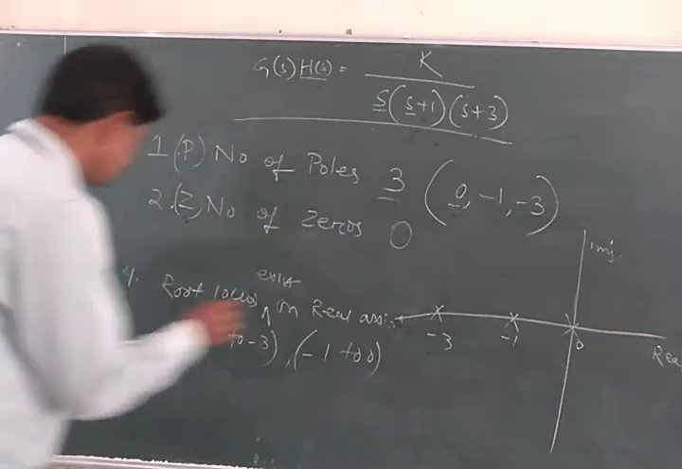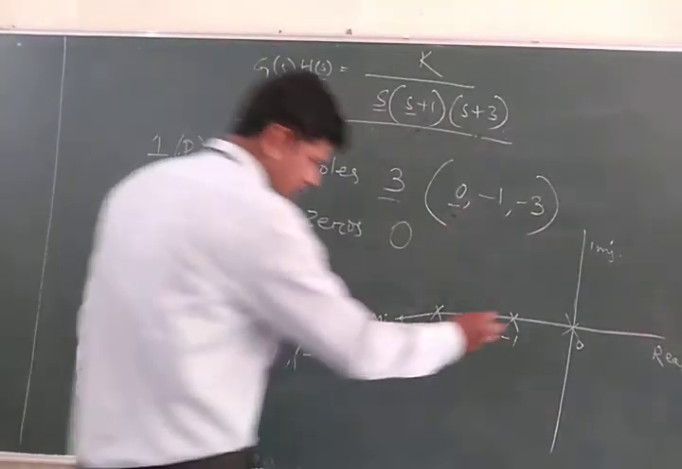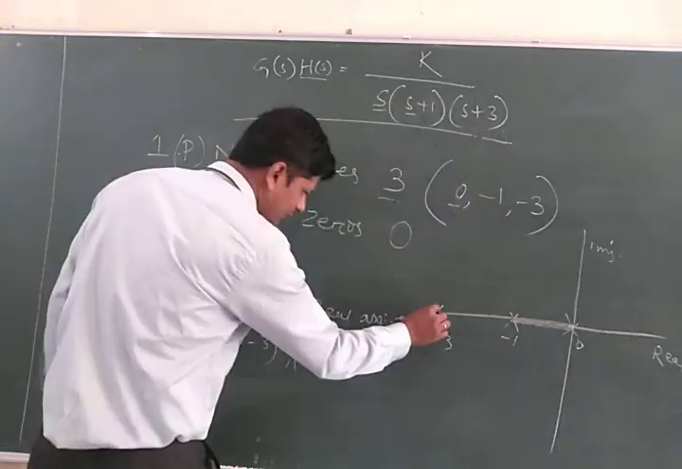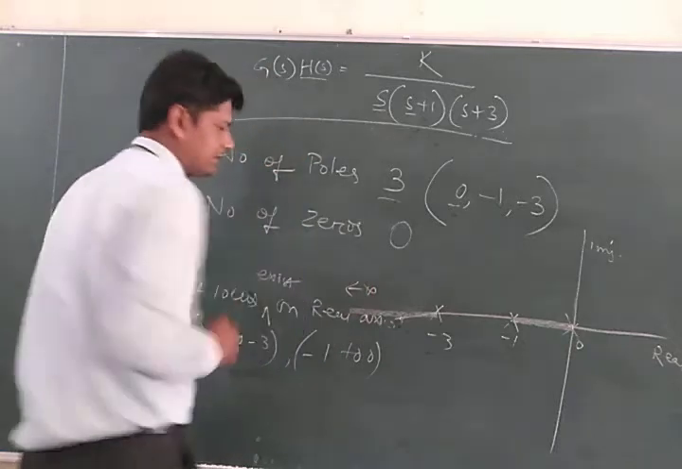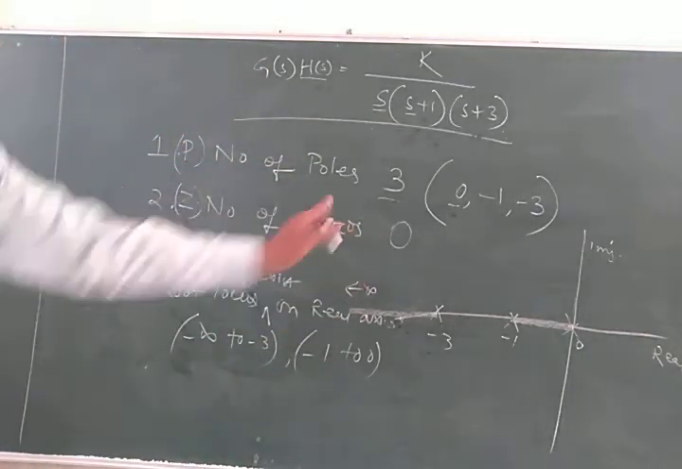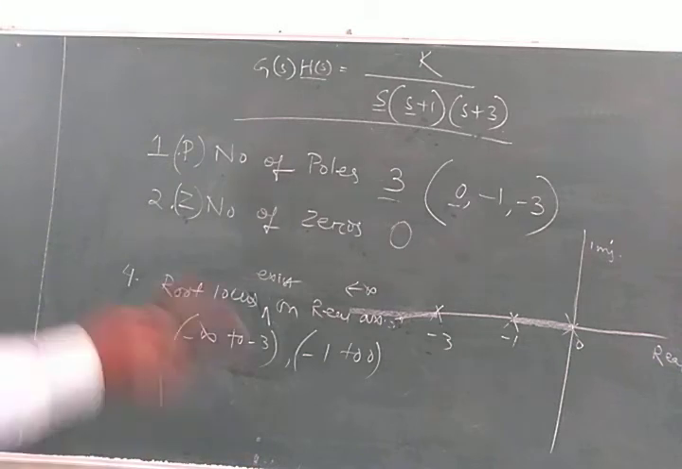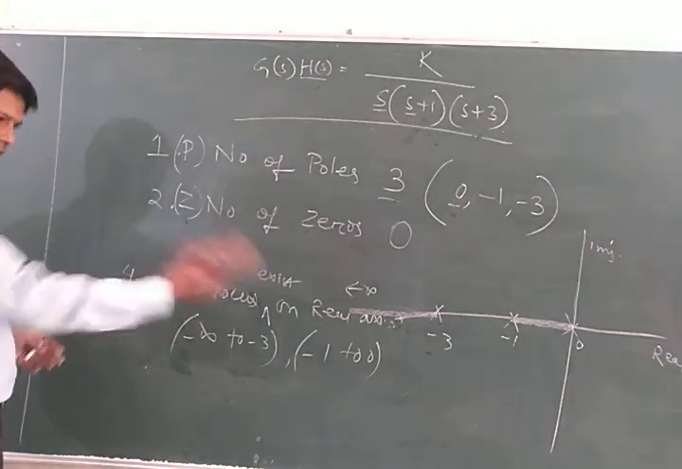So root locus exists between -infinity to -3, and between -1 to 0. So we can darken the points between 0 to -1 and -3 to infinity. Okay, it will be noted like this. In the rough section, it is only drawn in a rough way. Then we have to go to point number 5. This is all about point number 4. We have already done it.